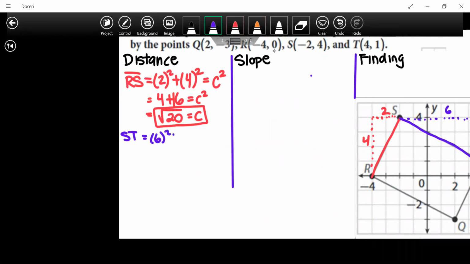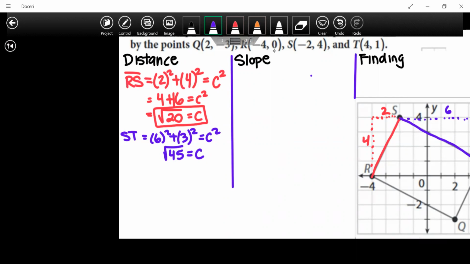6 squared plus 3 squared is equal to c squared. Just so I can save area, I'm going to do them really fast. 6 squared is 36. 3 squared is 9. 36 and 9 is what? So I'm going to do the square root of 45. Am I okay with doing that? I'm okay with doing that.